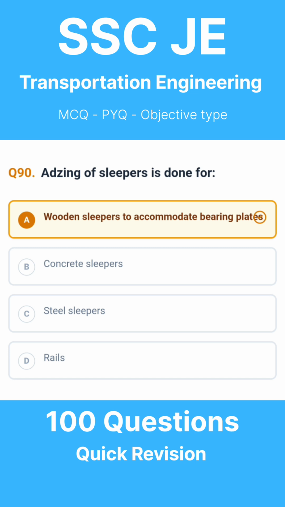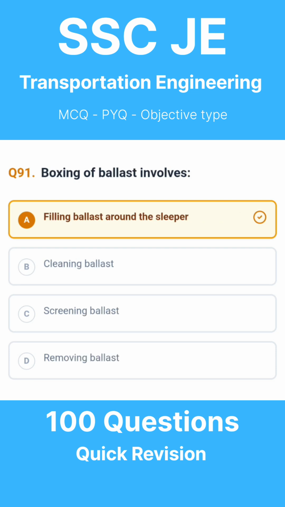Question 90. Adzing of sleepers is done for. The correct answer is wooden sleepers to accommodate bearing plates. Question 91. Boxing of ballast involves. The correct answer is filling ballast around the sleeper.